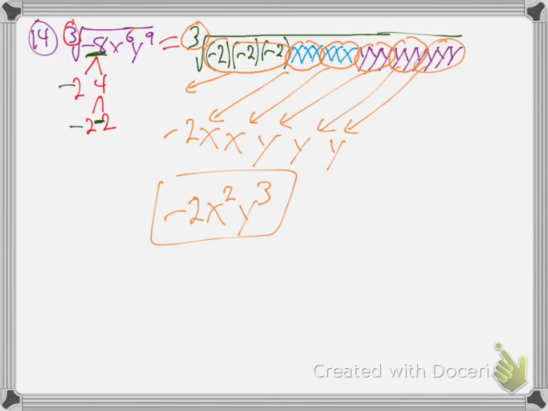You could save time, really, if you wanted. You could just divide this power by 3 and divide that power by 3. 6 divided by 3 would be 2, and 9 divided by 3 would be 3. Get your x squared, y cubed that way. That could save time if you want to do it that way.